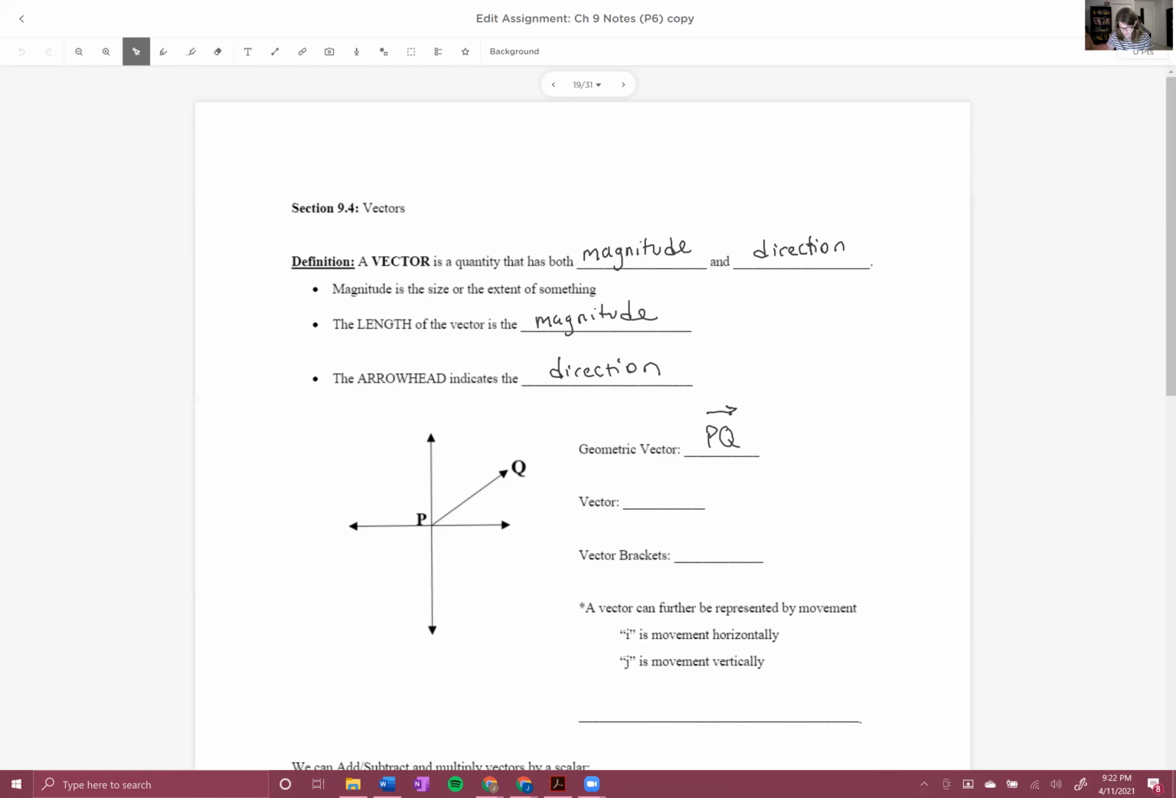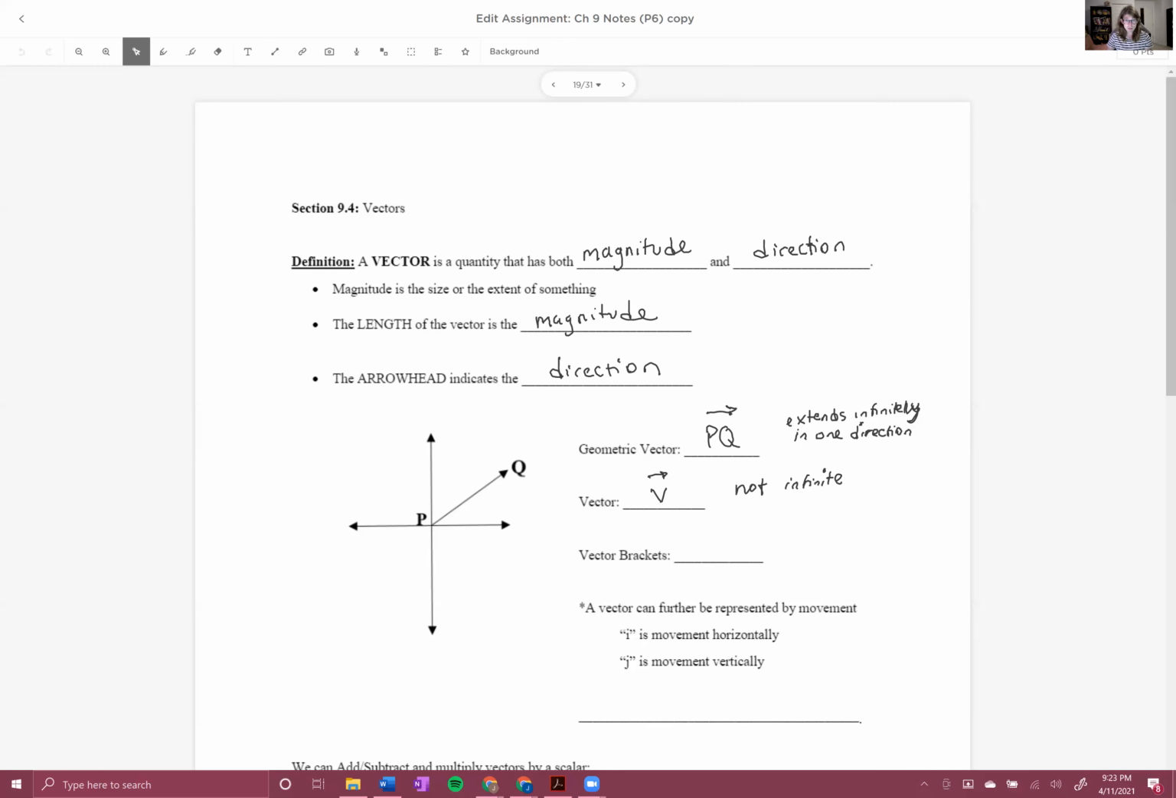But a geometric ray extends infinitely in one direction, and our vectors are not going to do that. Our vectors are going to have a set length. How we're going to label vectors, we are going to use one letter most of the time. So again, the difference here is that these are not going to be infinite. They're going to have a certain length.